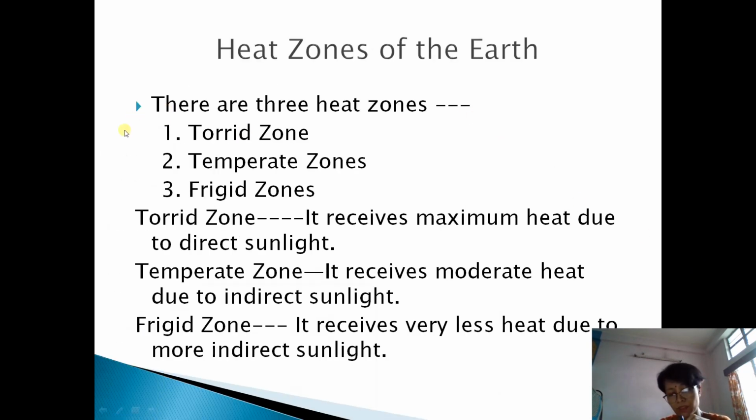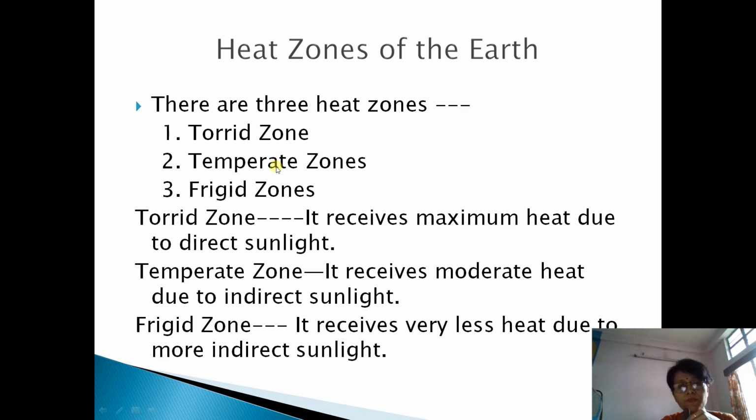Now, a very important topic, that is heat zones of the earth. So all the 7 important parallels I have discussed in the previous slide, they form the heat zones of the earth. Total 3 heat zones are there: torrid, temperate, and frigid zones. So the torrid zone, where does the torrid zone lie? This torrid zone actually lies in between Tropic of Cancer and Tropic of Capricorn. I'll show in the diagram.